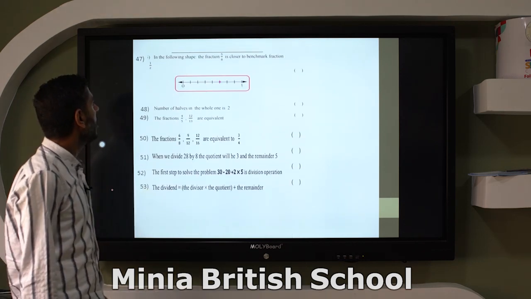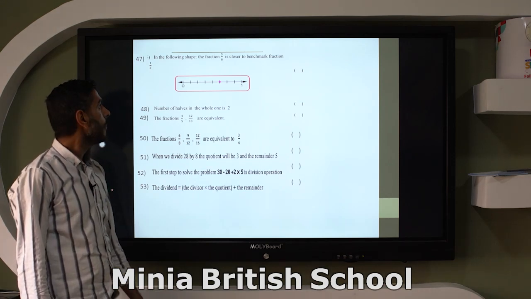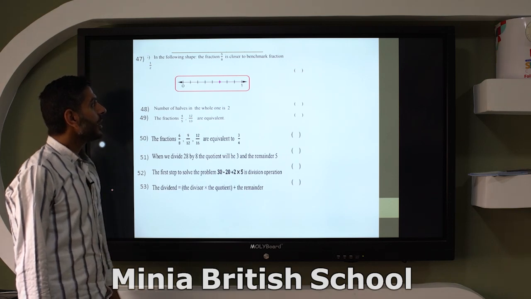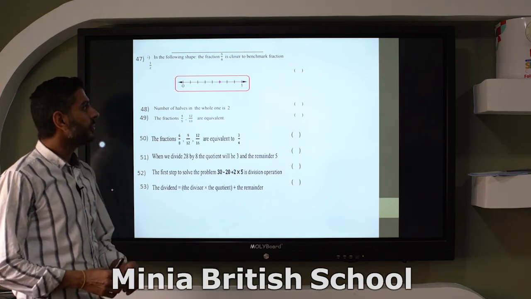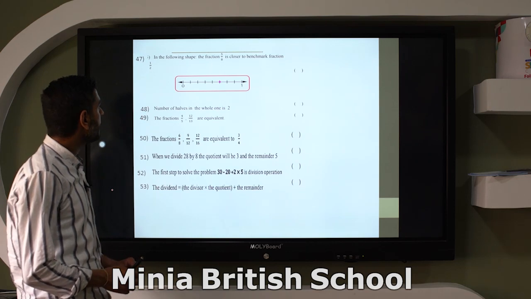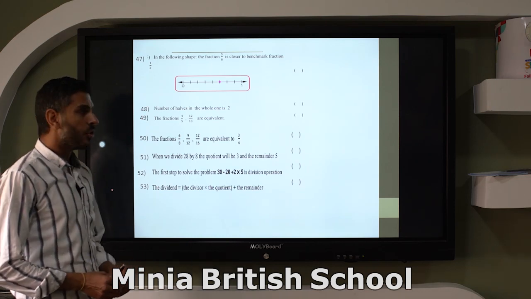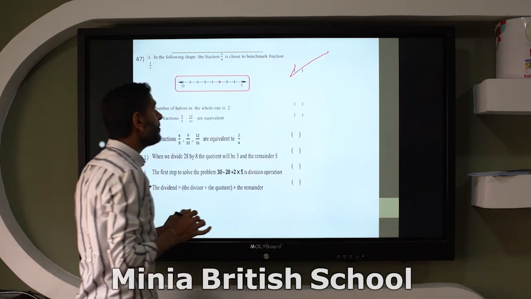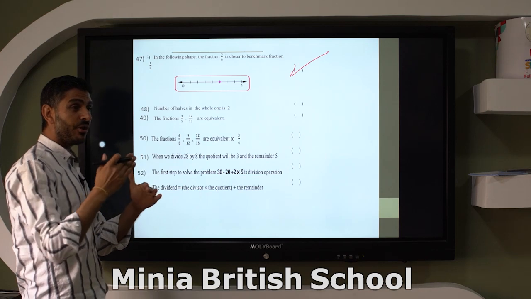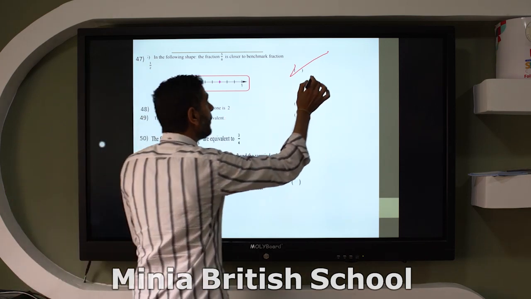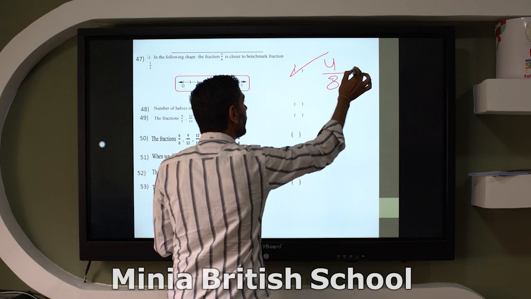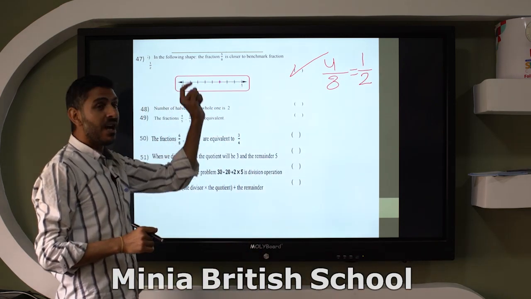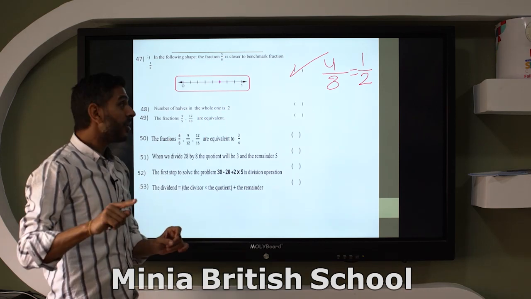In the following shape, the fraction 5 over 8 is closer to the benchmark fraction half. Right or wrong? Right. Yes, good. Why? Because 5 over 8 is close to 4 over 8, and 4 over 8 equals half. So 5 over 8 is close to half.